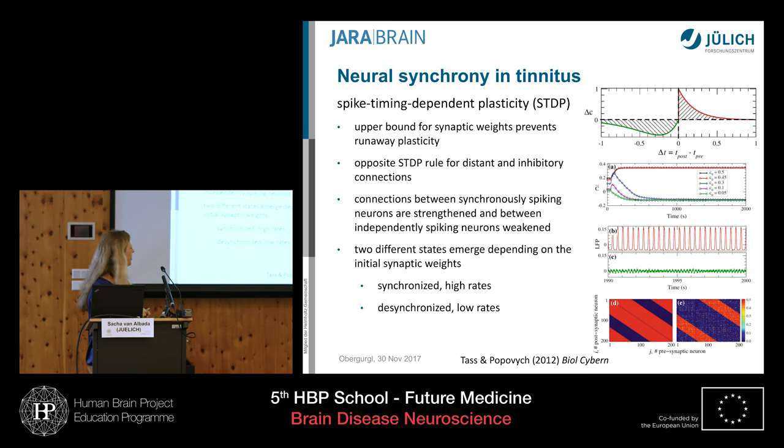Depending on the initial synaptic weights, there are two different states that emerge. So there's a synchronized state with high rates, and a desynchronized one with low rates. The synchronized one is associated with high average synaptic weights, as shown here, and then this LFP proxy that they use shows large oscillations. That corresponds to synchronous spiking, and this is the desynchronized state. And in each of these states, they settle at different patterns of synaptic weights that are due to the neurons being on a ring, effectively, so they have circular boundary conditions. So this is for the synchronized and the desynchronized one.